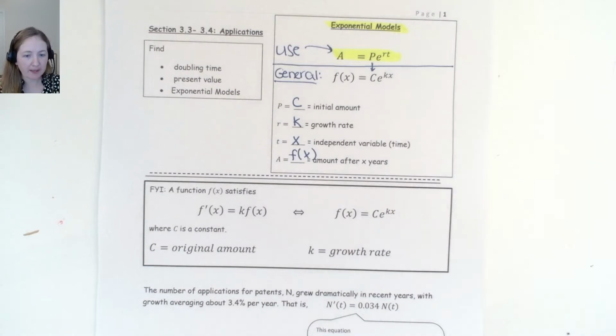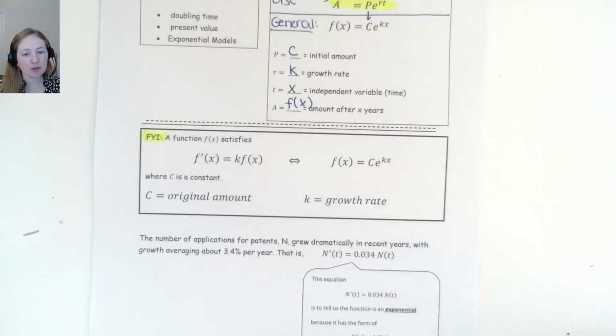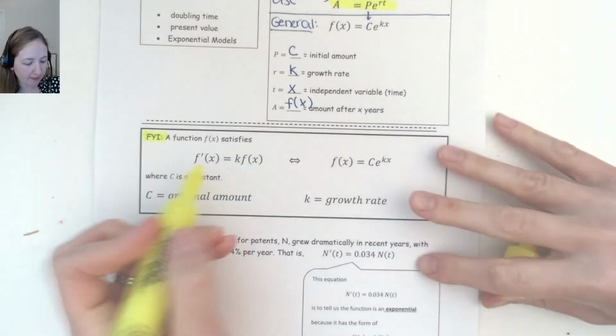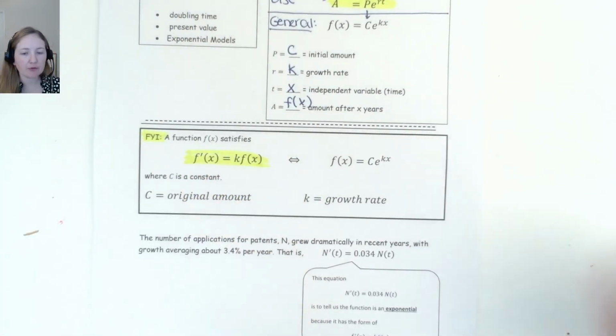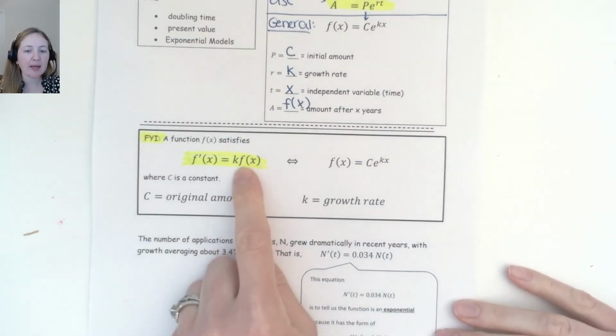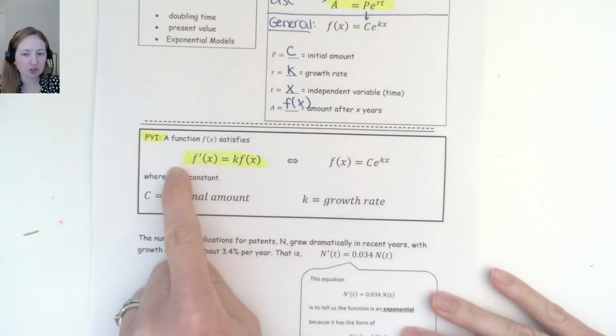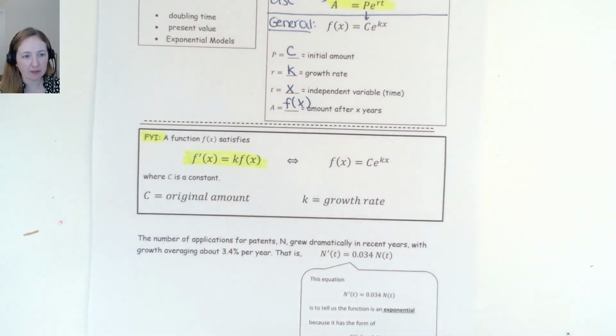Now, with that said, I do just want to mention one other thing that is purely for your information. Technically, exponential models are very defined by what we call a differential equation, and that is given here, where you have f prime of x is equal to k times f of x. And if your quantity satisfies that relationship, that's what tells you that you have an exponential model.